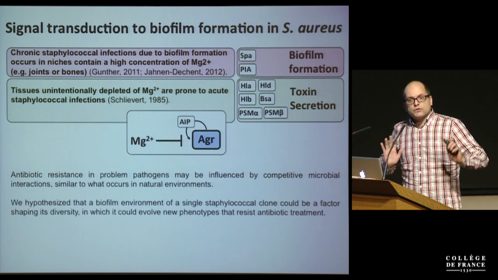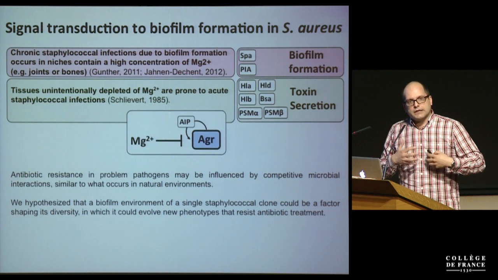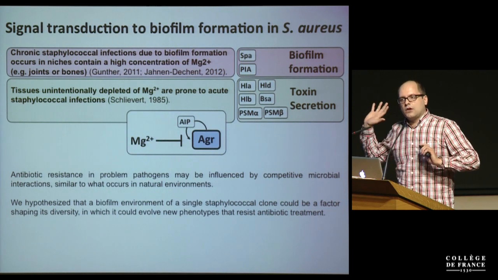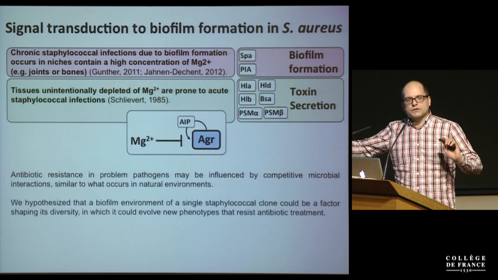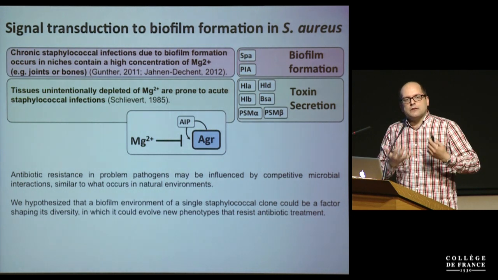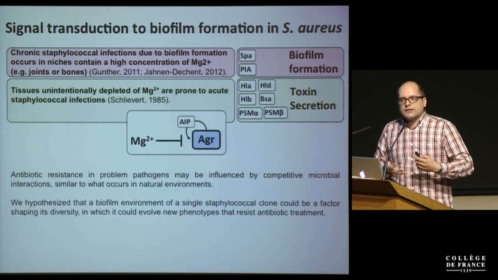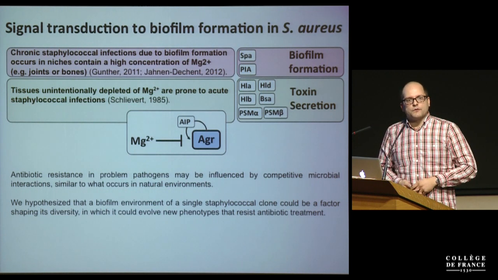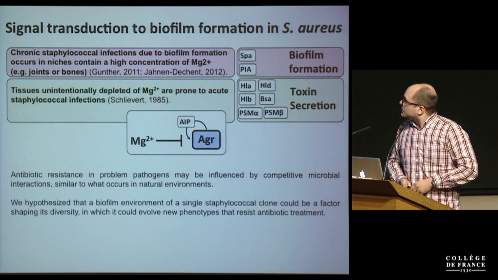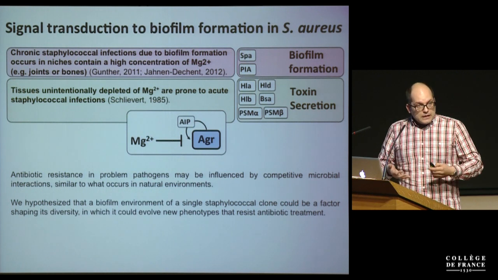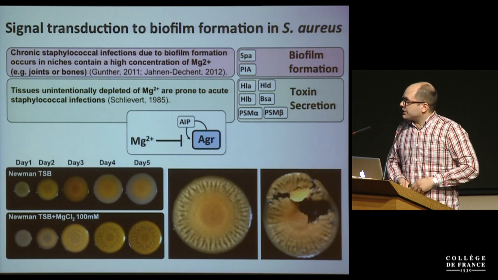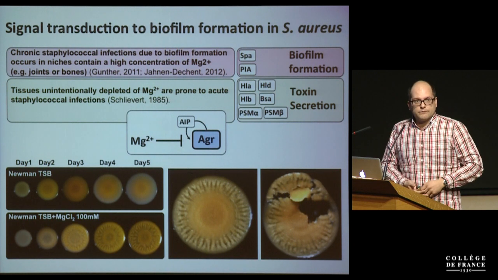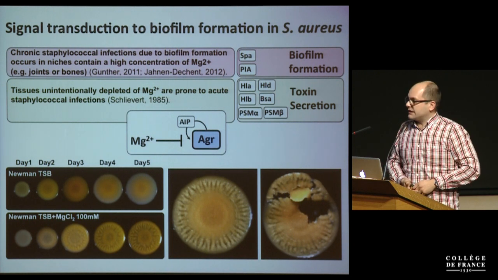So with these two considerations in mind, and the antagonistic regulation of toxin secretion and biofilm formation in Staph aureus, we thought that magnesium can be a factor that affects quorum sensing and can be involved in biofilm formation in our system. So we developed a biofilm formation assay, which is basically Petri agar dishes enriched in magnesium.